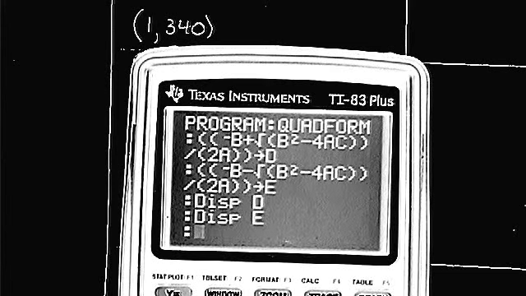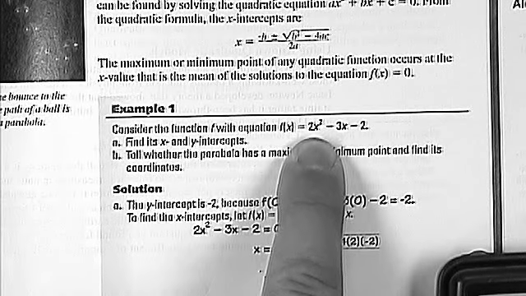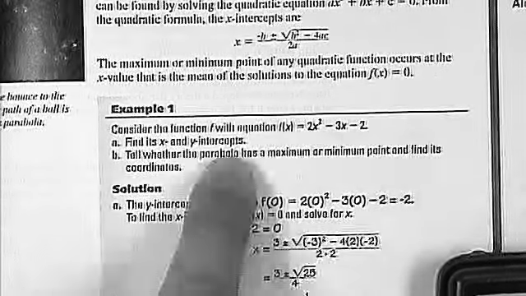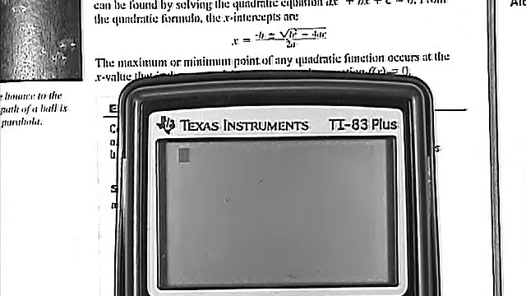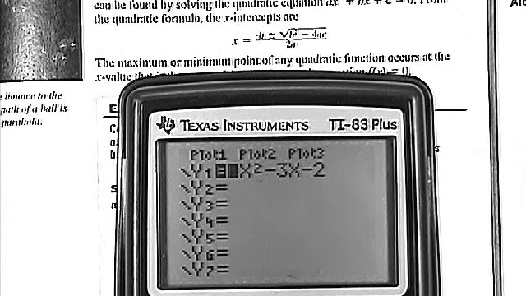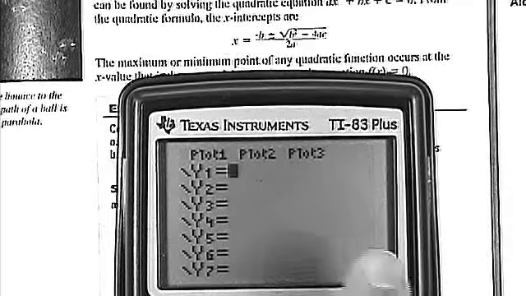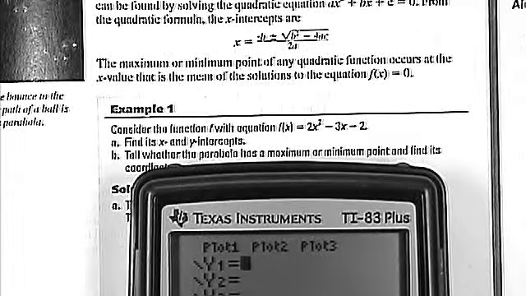So for instance, just to test this out and make sure we didn't screw anything up, example 1 in your textbook says here's a quadratic equation, find its x-intercepts. We all know that the quadratic formula is used to find x-intercepts. So we're going to quit and jump back to the home screen. Ironically, I had that equation in there. Okay, so 2x squared, so 2, negative 3, negative 2.